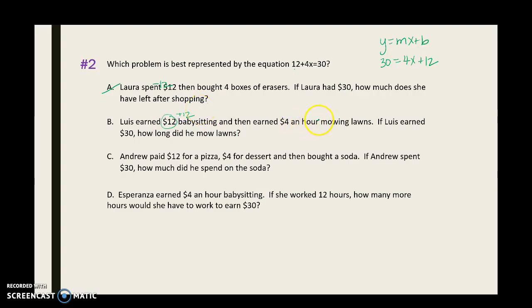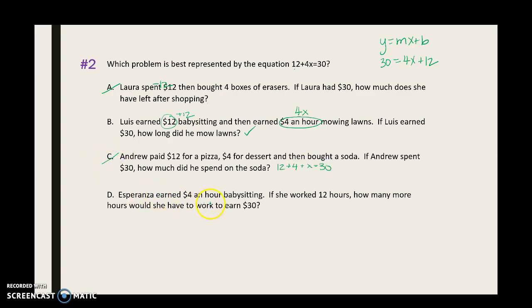And then it says $4 an hour, so that would be 4x. Looks pretty good to me. Let's keep looking. So he paid $12 for pizza and $4 for dessert and then bought soda. If he spent $30, how much did he buy on soda? Well, that I would be saying 12 plus 4 plus x is 30, and that's not our situation.